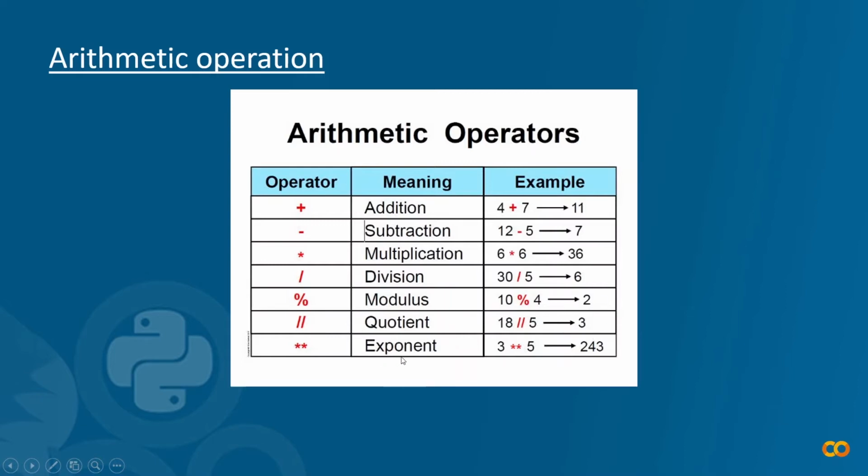The next operation is the exponent operation, and it is represented by the sign double star. Instead of saying raised to, as in 2 raised to 2 or 2 raised to 3, we use the double star sign. For example, 3 raised to 5 is represented by 3 star star 5, and that will return the value 243. So that is arithmetic operations. I hope you all understood it.